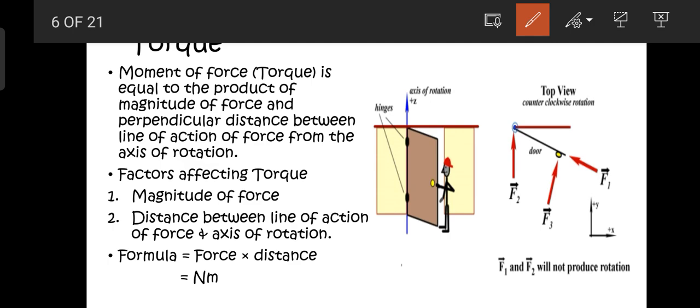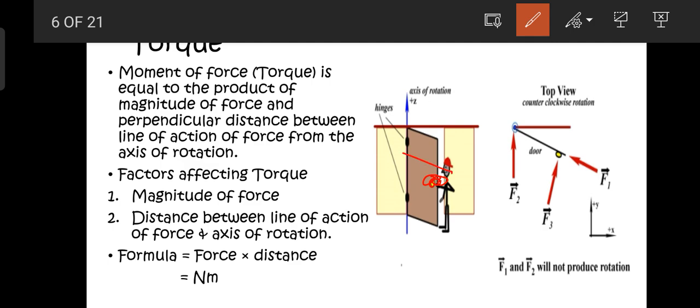Now we all know that we pull or push the door from here. Okay, we pull or push the door from here. What will happen if we pull or push the door from here, from this point, okay, will less force be needed or more force be needed? Of course, more force will be needed if we pull or push the door from here. Okay, so the least force needed to open the door, okay, is here.